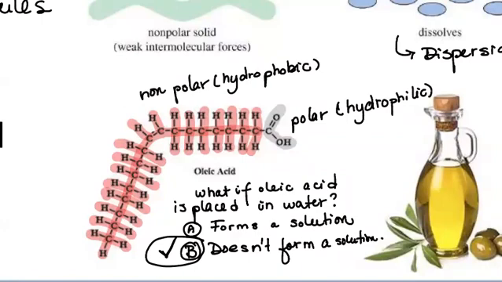Now, this is the thing. The reason why we do not form a solution is because when we look at the molecule of oleic acid, we have to determine which part of the molecule we have in a greater degree. Meaning, what is more present? What is larger in terms of the number of atoms? The nonpolar portion or the polar portion? So which one is more present? Which one has more atoms? Excellent job. The nonpolar portion.